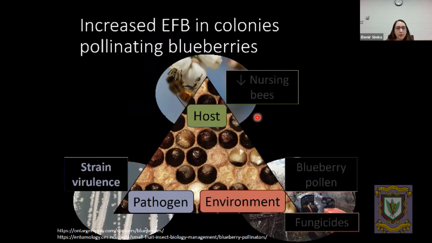And finally, we're also looking at the pathogen itself, examining whether there are differences in strain virulence as well as pathogenicity of these isolates affecting blueberry pollinating versus non-blueberry pollinating colonies.